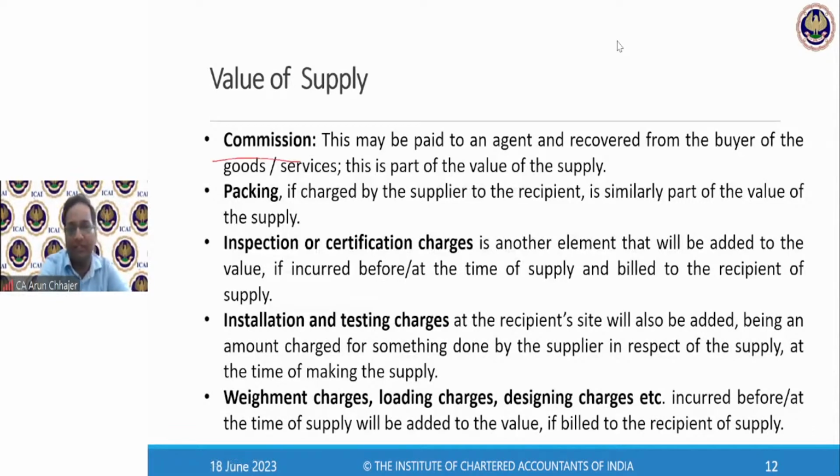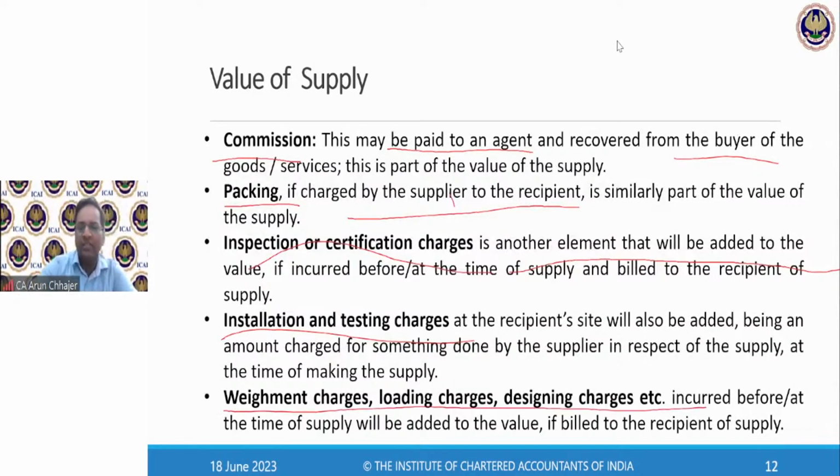So it can be commission. This may be paid to the agent and recovered from the buyer. Packing is charged by the supplier. Inspection or certification charges is another element that will be added in the value. Installation and testing charges, payment charges, loading charges, design charges, freight charges, any name. Sir, you add any name, doesn't matter. If it is being charged to the buyer, then it will be added in the value, and on the total value GST needs to be charged.